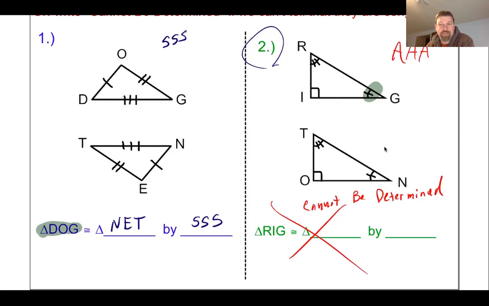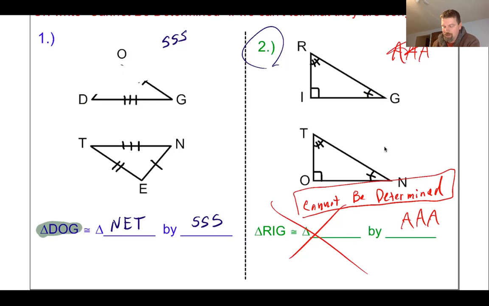Cannot be determined means exactly what it sounds like. It means it cannot be determined. We cannot tell if the triangles are congruent based on angle, angle, angle. Angle, angle, angle is not enough. It doesn't work as a shortcut, so I don't know that those triangles are congruent. They might be the same shape, but they might not be the same size. Congruence means they're exactly the same shape and same size. These ones are on the left-hand side. On the right-hand side, not so much.